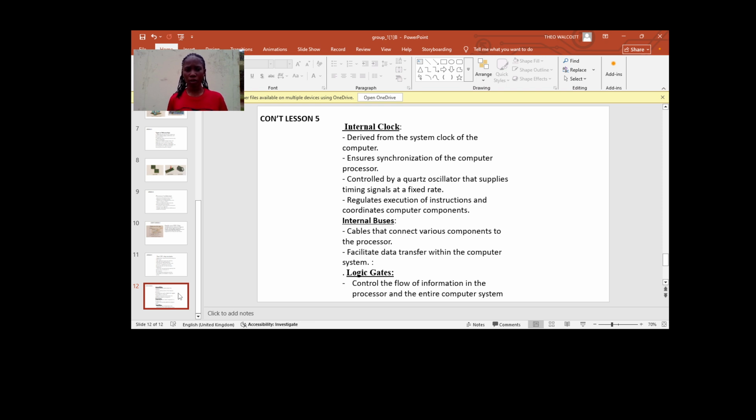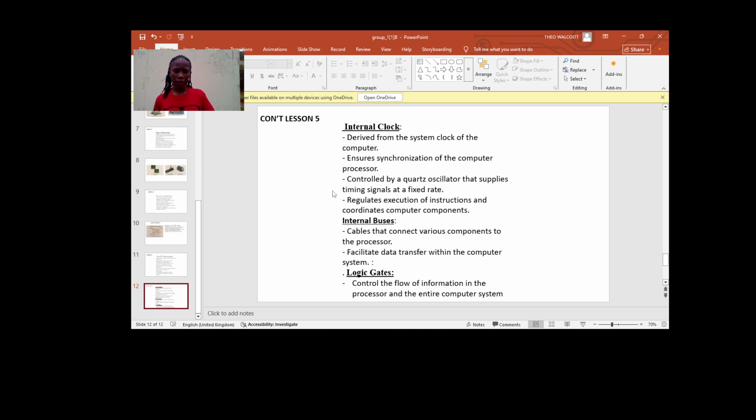Now, let's talk about the internal clock. This device is derived from the system clock of the computer and ensures synchronization of the computer processor. It is controlled by a quartz oscillator that supplies timing signals at a fixed rate. Again, it regulates execution of instructions and coordinates computer components.